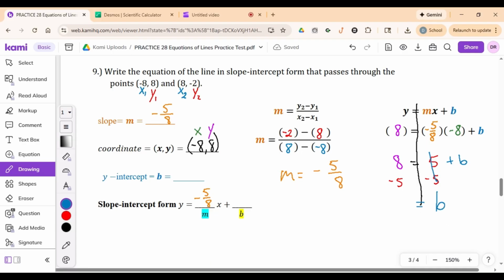B is on the right side by itself. Over here, we have 8 minus 5. That's 3. And so we see that 3 is equal to b. We have our b value. It's positive 3. And that is the last spot here. Negative 5 over 8x plus 3 will finish out our equation. So 8 and 9 both work the same way. The only difference with this problem is we need to find the slope at the beginning.